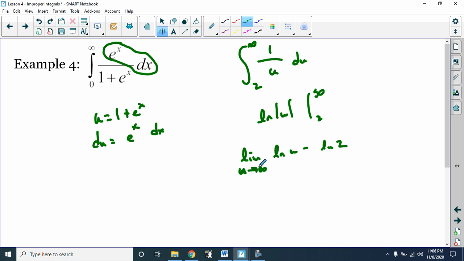Plugging in infinity, I have the limit as, technically, I guess that's b. You could put u, it doesn't matter. The limit as b goes to infinity of natural log of b minus natural log of 2. The natural log of an infinitely big number does go to infinity, so this one also diverges.